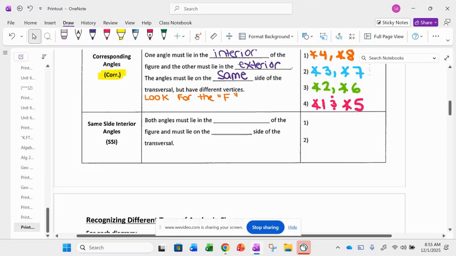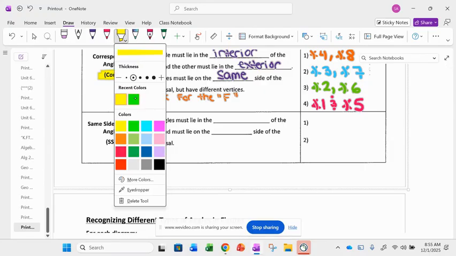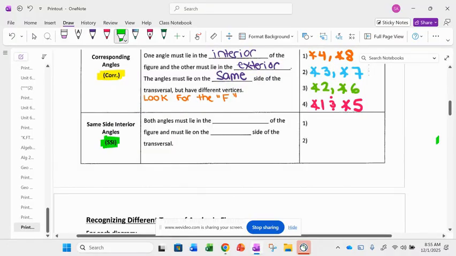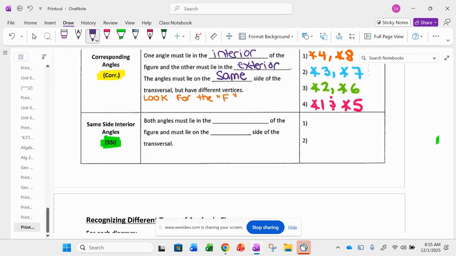All right. And the last one, same side interior. We're going to shortcut this as SSI. Both angles must lie in the interior of the figure and must lie on the same side of the transversal. And I do have a shortcut. I'm going to say look for the very boxy C.